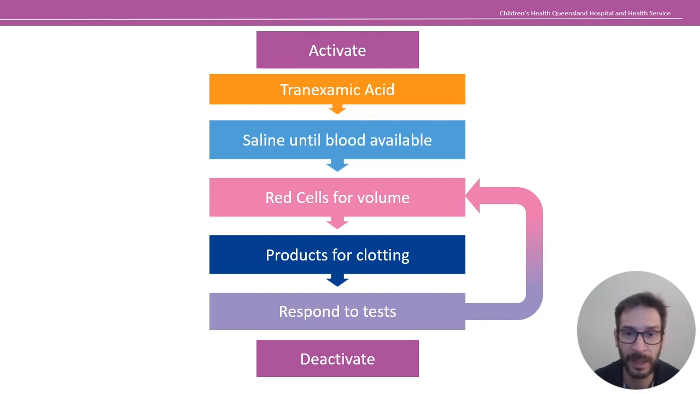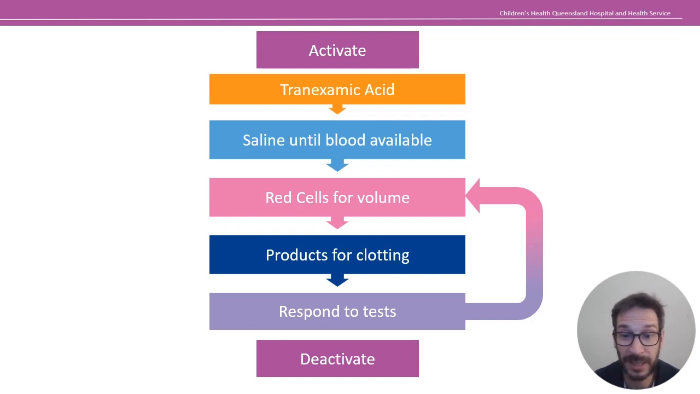All of our massive hemorrhage protocols incorporate the administration of tranexamic acid because we've got pretty good evidence from adult data that suggests that helps in terms of preventing clot breakdown. So we administer that as a bolus first and then usually a second infusion over 6 to 8 hours.